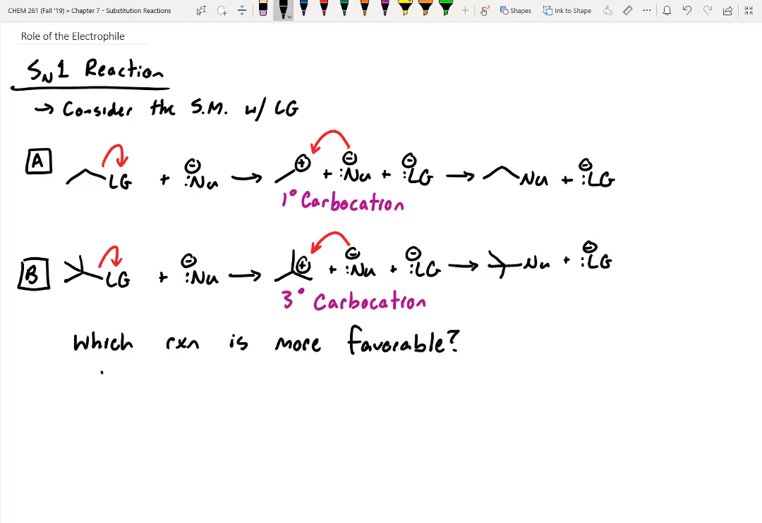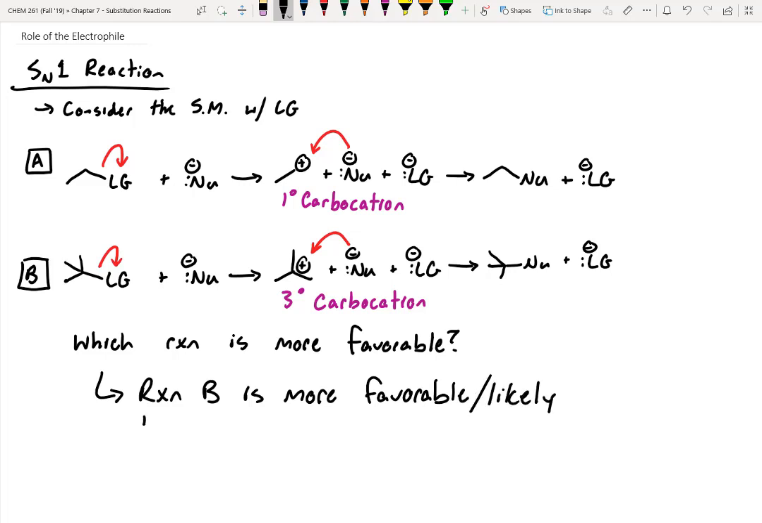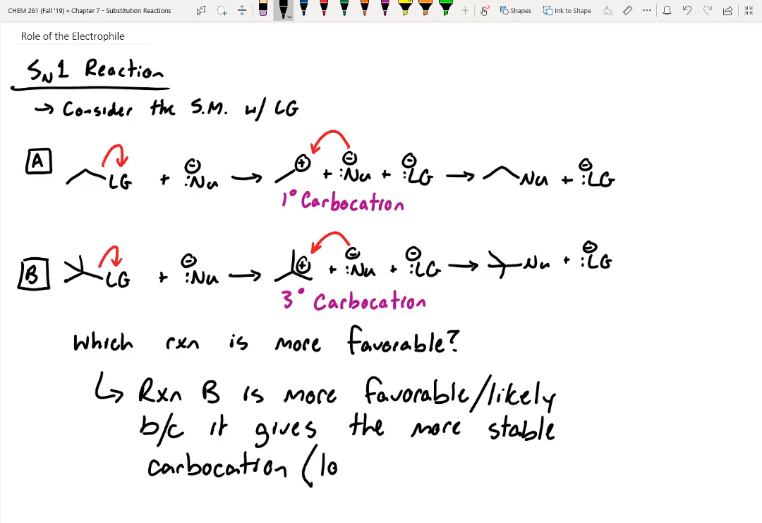Okay, so down here we can say reaction B is more favorable/likely because it gives the more stable carbocation. In addition, it has the lowest activation energy. If we think about ripping off that leaving group, it is going to be easier if the transition state is highly stabilized with hyperconjugation. So it's kind of along the same lines.